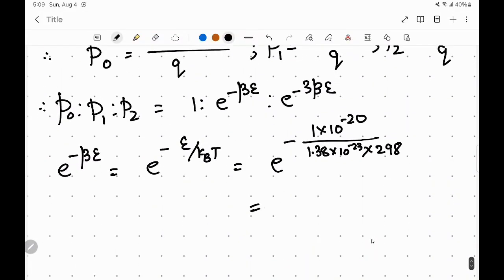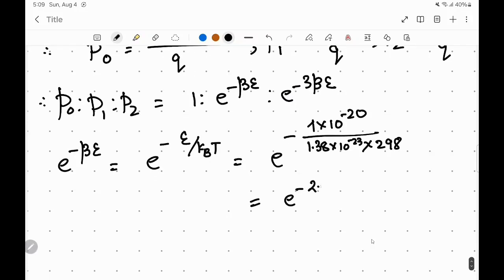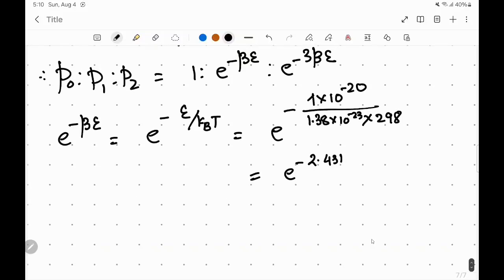I am stuck here. Okay, just use the calculator. So it will be 1 divided by 1.38 divided by 298. So it is 2.431 into 10 to the power minus 3, into minus 20, then essentially it will be cancelled. So just this, it will be e to the power minus 2.413.